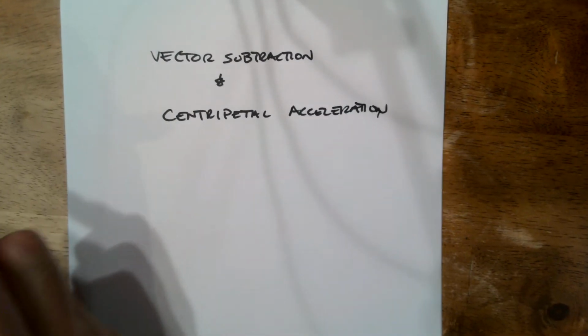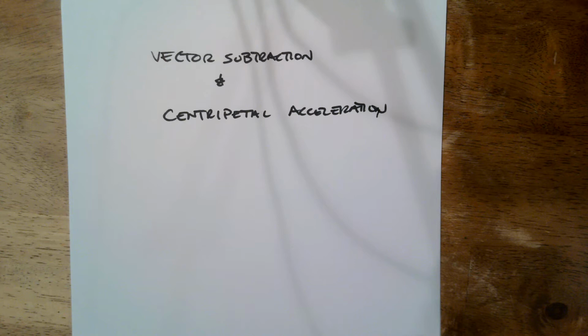Alright, what we want to do is present to you a process called vector subtraction, and also talk about how that applies to acceleration in the case of uniform circular motion. So what we want to first do is think back to motion in 1D, because we were inadvertently doing vector subtraction without really saying that we did.